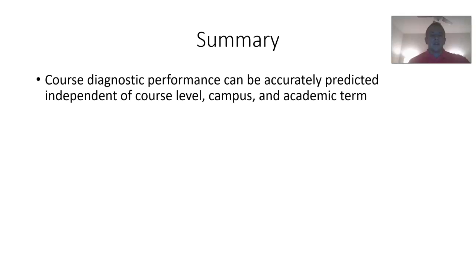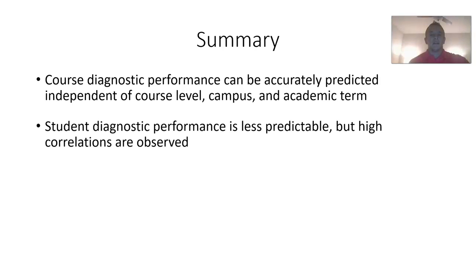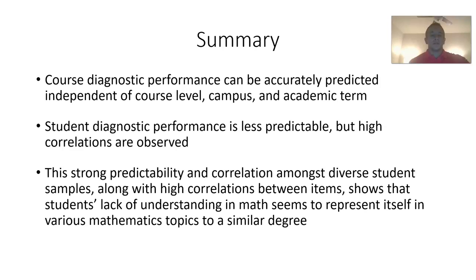In summary, course diagnostic performance can be accurately predicted independent of course level, campus, and academic term. Student diagnostic performance is less predictable, but high correlations are observed. The strong predictability and correlation amongst diverse student samples, along with high correlations between items, which is also something we've seen, shows that students' lack of understanding in math seems to represent itself in various mathematics topics to a similar degree. Thank you.